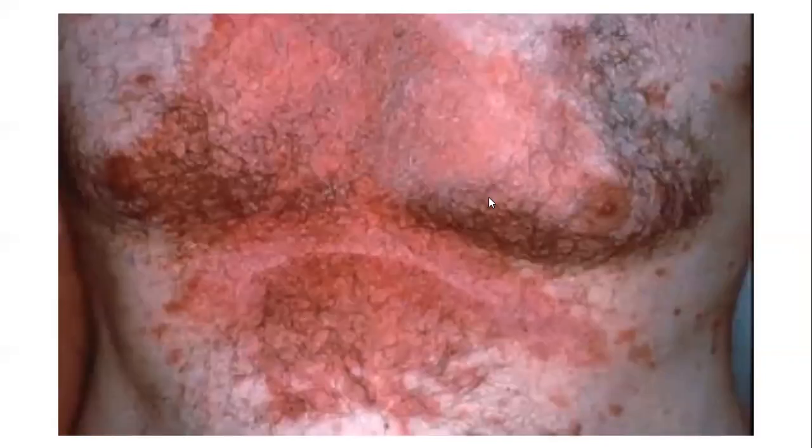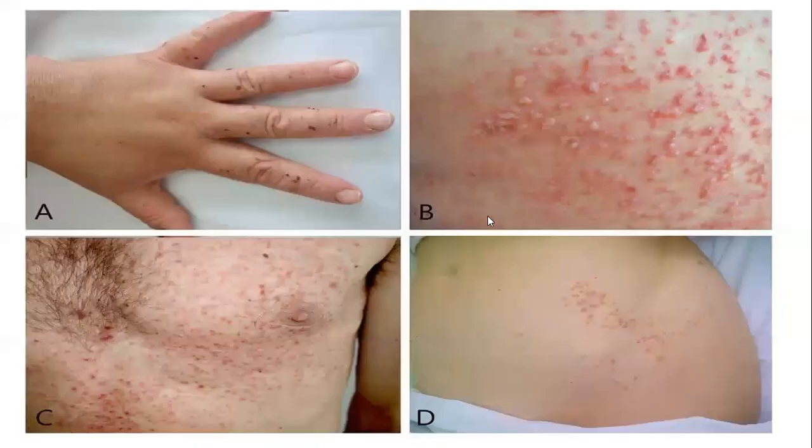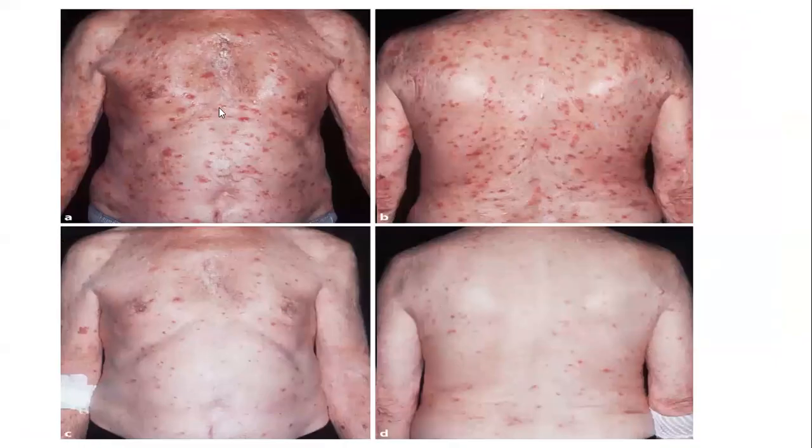Then a seborrheic distribution of rash, seen mainly in seborrheic eczema. So Darier disease, in which you can see these greasy papules again in the seborrheic distribution. Langerhans cell histiocytosis, again seen in seborrheic distribution. The lesions are a little purpuric.